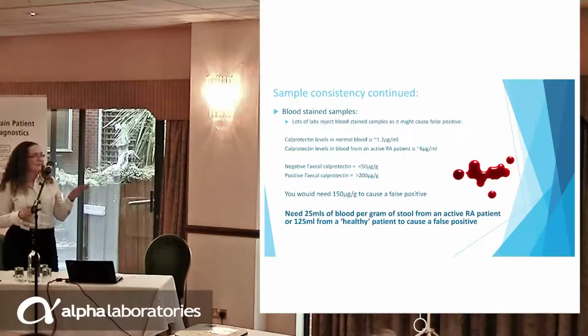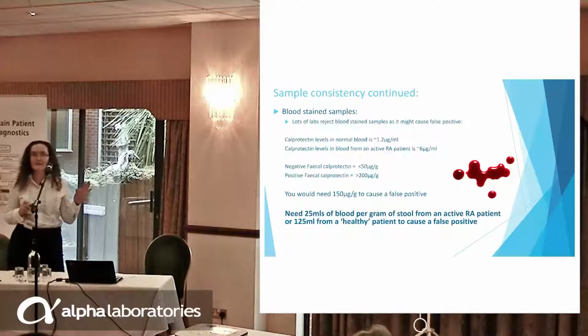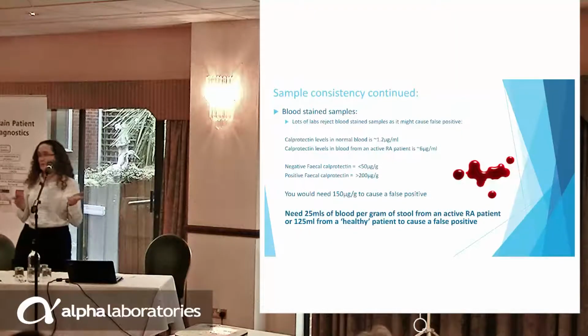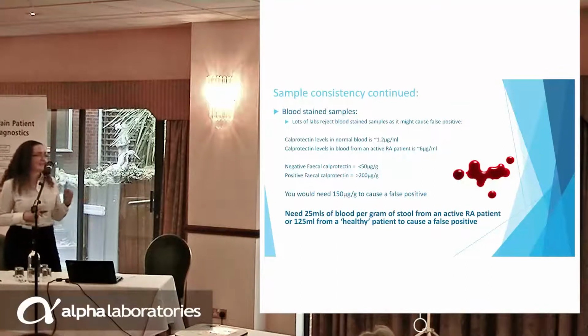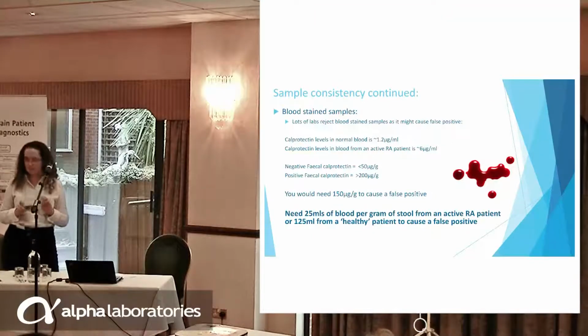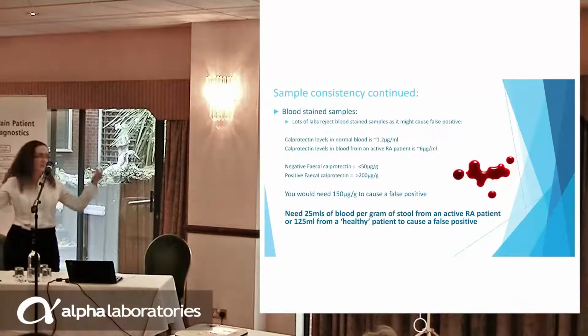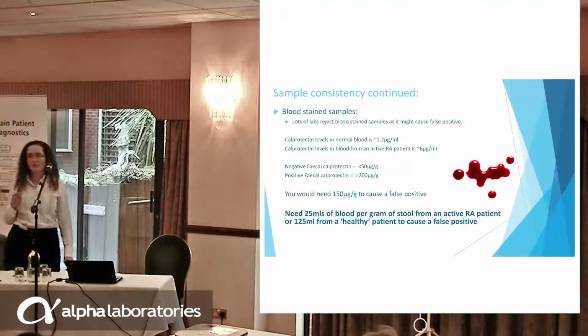So, if we're taking the standard cutoff values, fecal calprotectin negative is less than 50, and positive is more than 200, which means that you're going to need 150 micrograms per gram of additional calprotectin from the blood to cause a false positive. So that means you're going to need 25 mils of blood per gram of stool from an active rheumatoid arthritis patient, or 125 mils from a healthy patient to cause a false positive.